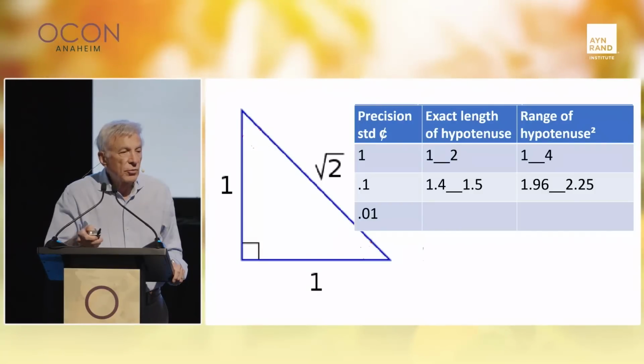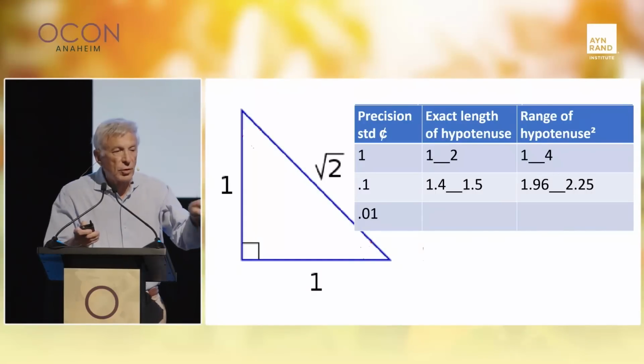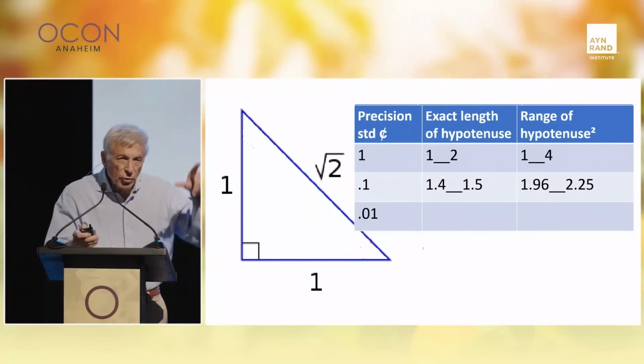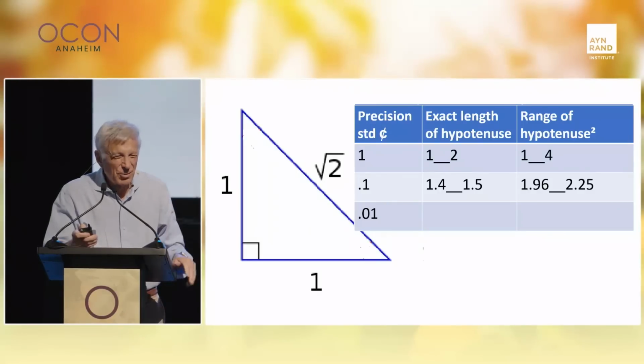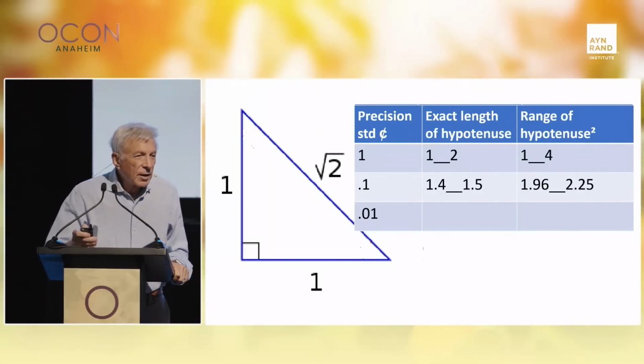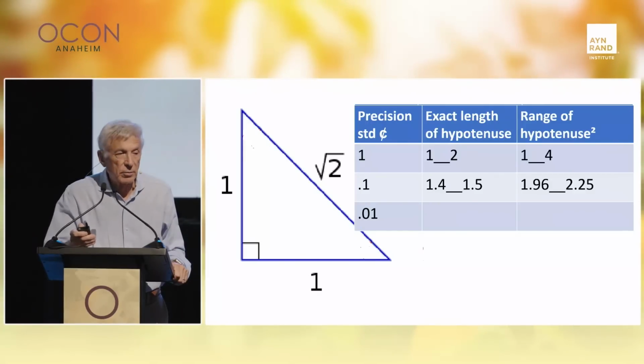Then you can say the exact length by that standard of the hypotenuse is between 1.4 and 1.5. I use a double underscore to mean between. I know you can use those angle brackets, but they don't speak to me. If you square 1.4, you get 1.96, and if you square 1.5, you get 2.25. Well, 2 is in there.